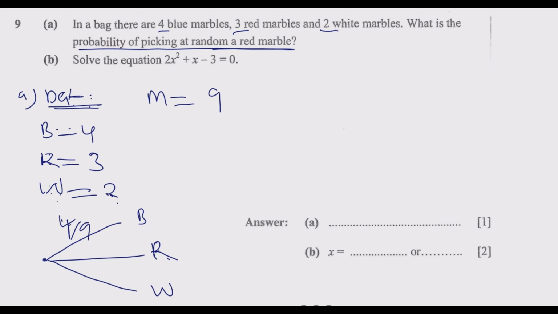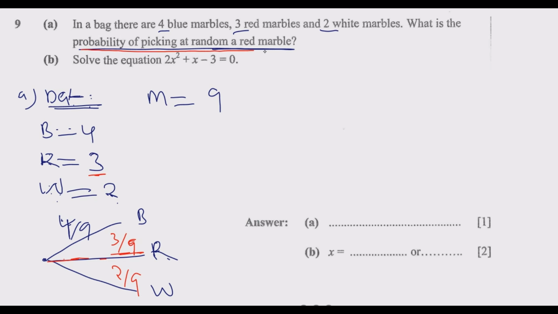Next, to pick the red ones, it will be 3 out of the 9 total. So there are 3 red ones. Then white, it will be 2 out of 9. If you add along this branch, you get 1. So the probability adds up to 1 at any given branch. That's what you need to know.